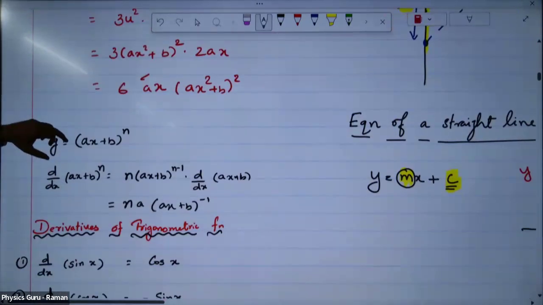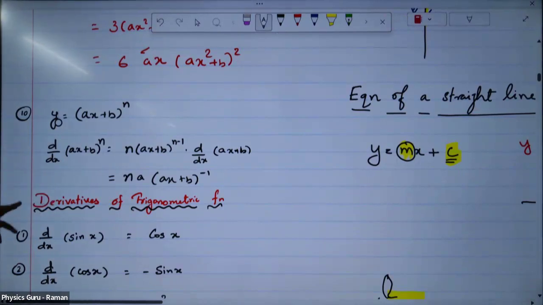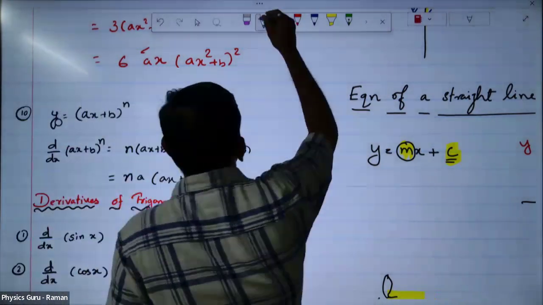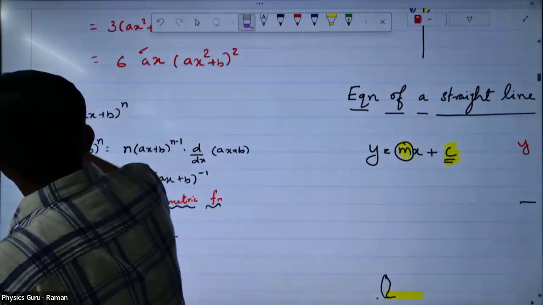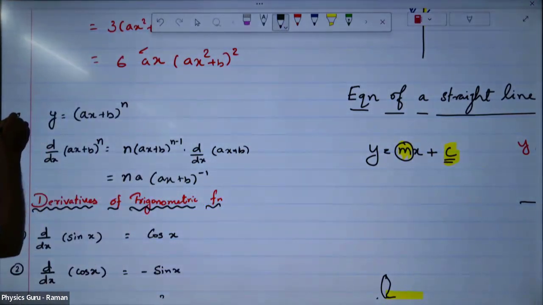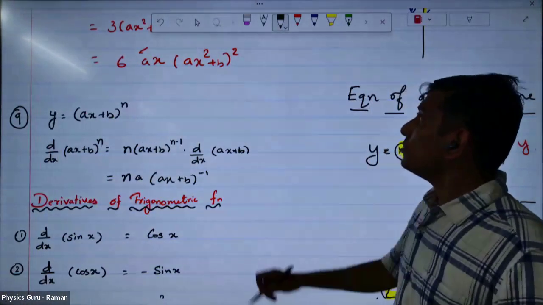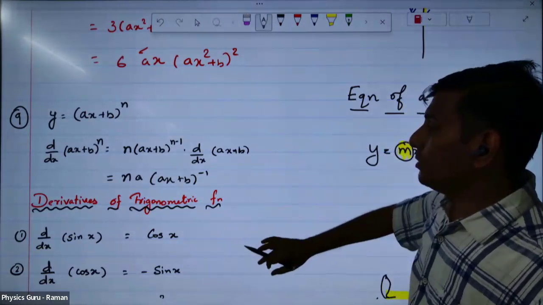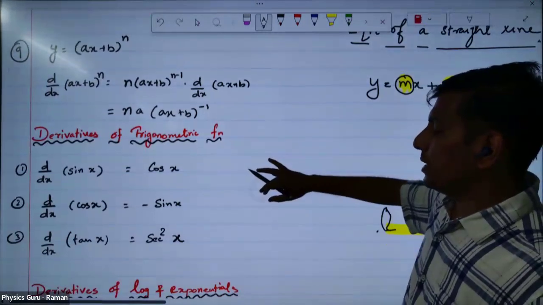This is chain rule. This is chain rule, the 10th rule. Sorry, 9th rule. This should be the 9th one. This is chain rule. And then derivatives of trigonometric functions. I've written only the basic three.